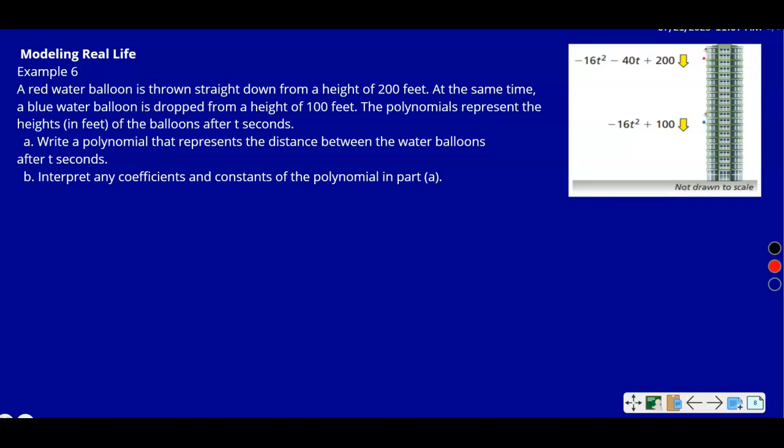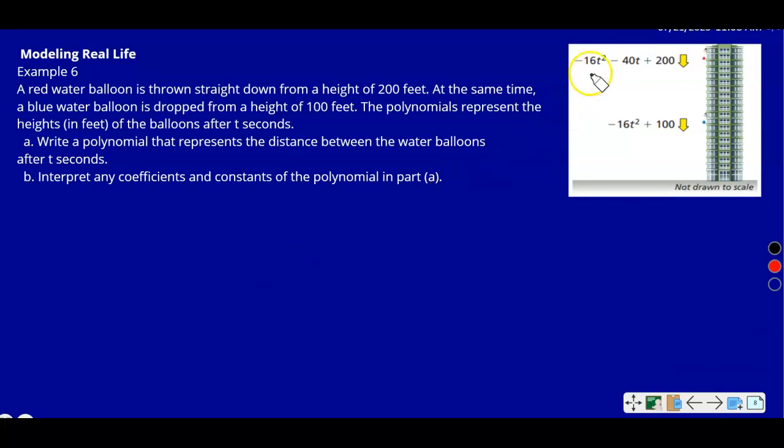All right, we are still adding and subtracting polynomials. This is the second video, and we are on example 6, modeling real life. It says a red water balloon is thrown straight down from a height of 200 feet. At the same time, a blue water balloon is dropped from a height of 100 feet. The polynomials represent the heights in feet of the balloons after t seconds.